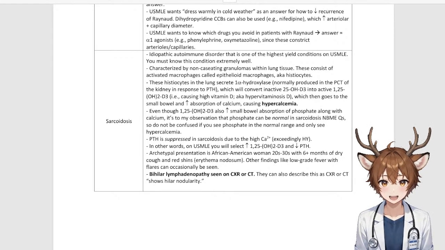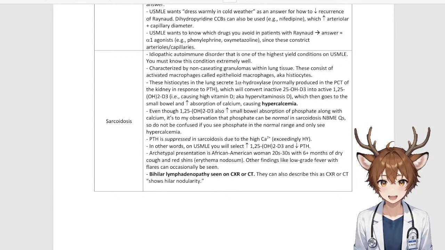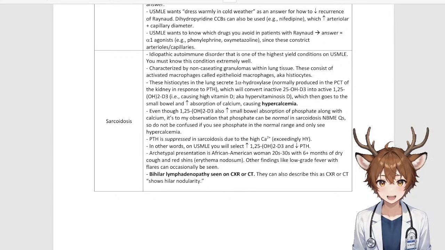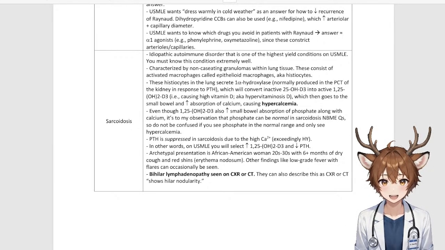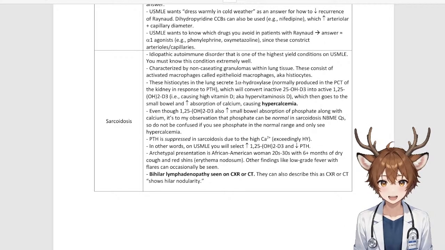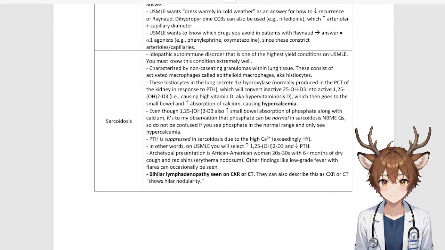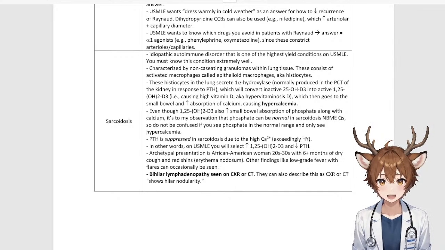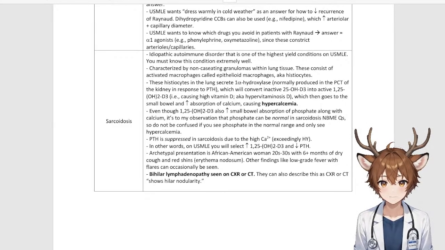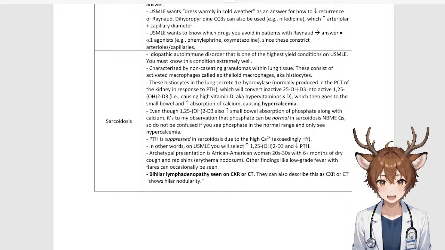Even though 1,25-OH-2-D3 also increases small bowel absorption of phosphate along with calcium, it is my observation that the phosphate can be normal in sarcoidosis and NBME questions. So do not get confused if you see phosphate in the normal range and only see the hypercalcemia. Even in NBME questions, you might have the phosphate be normal, but it can still be sarcoidosis as far as we're concerned for answering the question.